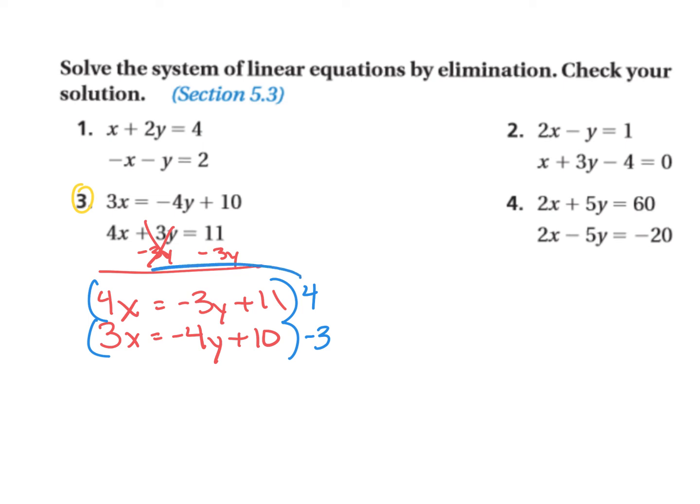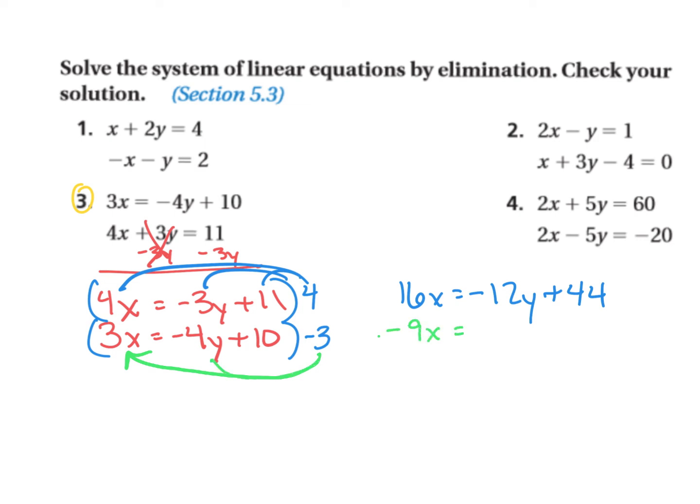So doing distributive property all the way through, I get 16x equals a negative 12y plus 44. Okay, let's do our second equation. Negative 3 times 3 gives me a negative 9x. Negative 3 times a negative 4 gives me a positive 12y. And negative 3 times 10 gives me a negative 30. So now I'm going to add these together.